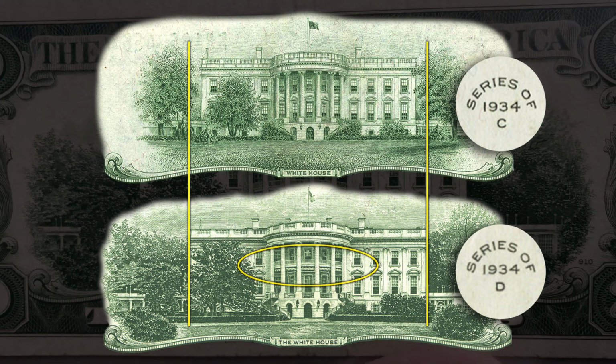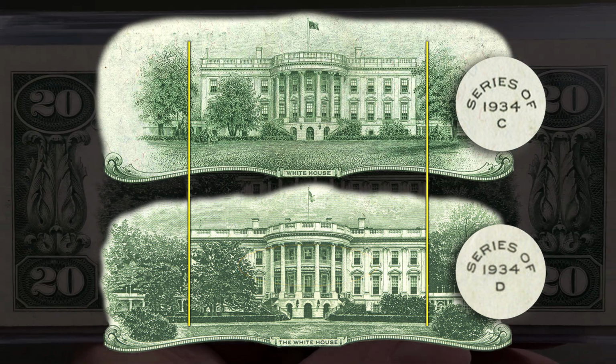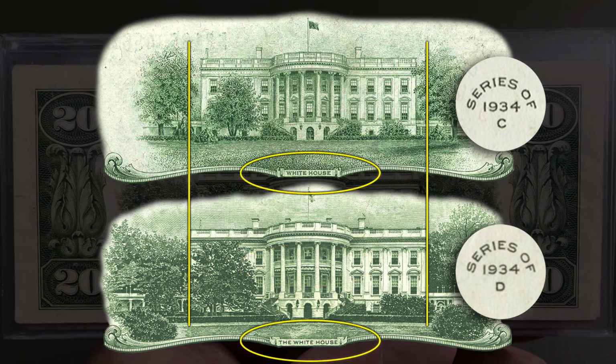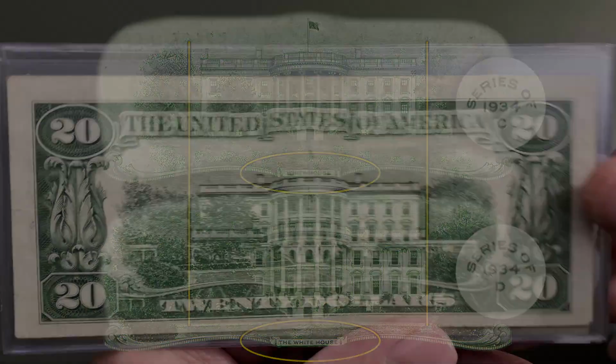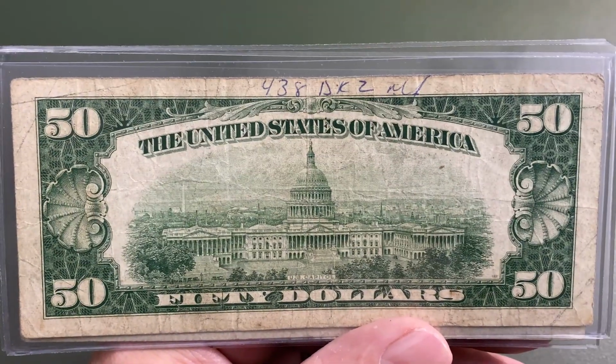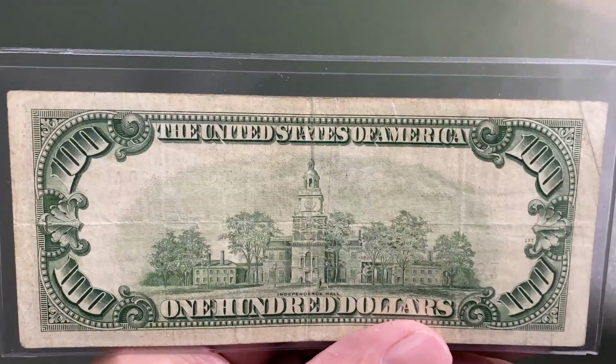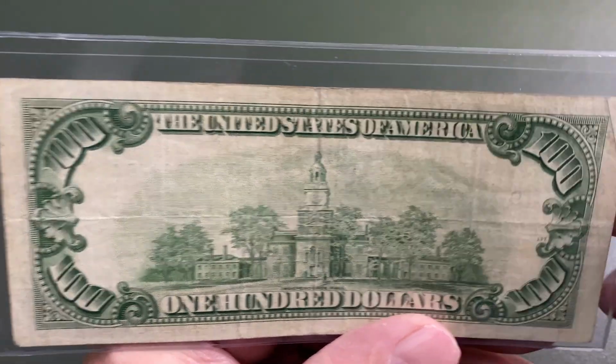The White House is larger, has more trees, the flag is different, and the word "the" was added to the moniker at the bottom. The U.S. Capitol remains on the $50, as does Independence Hall on the $100 reverse.